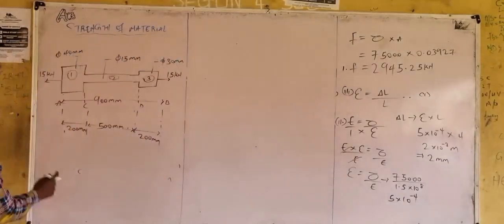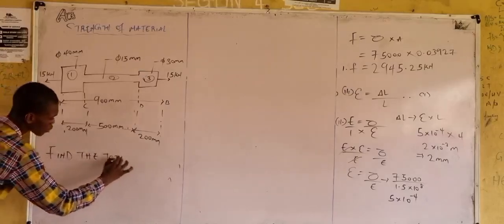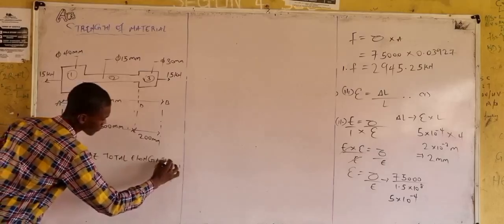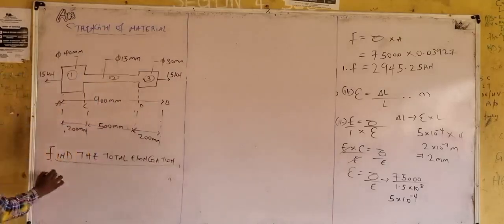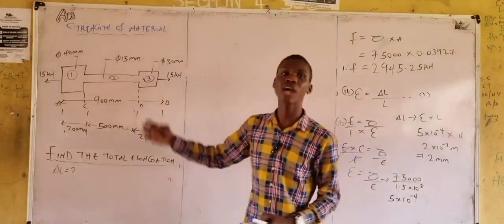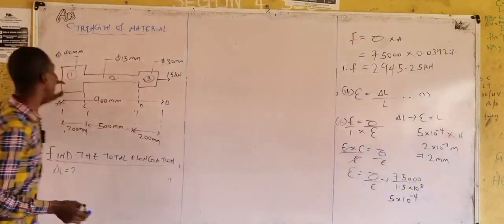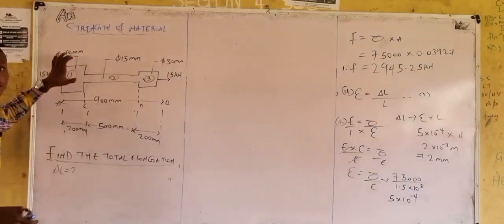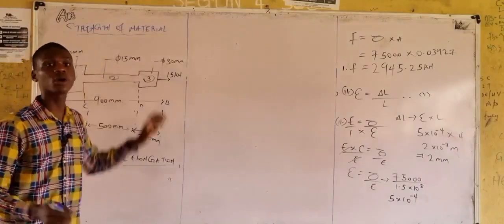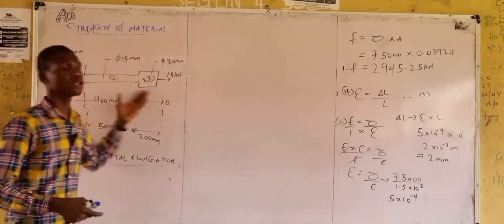What else? We are asked to find the total elongation. That is the change in length. Now, when it comes to a question like this, we have section 1, section 2, and section 3. It means we are going to get the change in length in section 1, in section 2, and in section 3, then sum it up, right? But there is a better way than doing it separately.